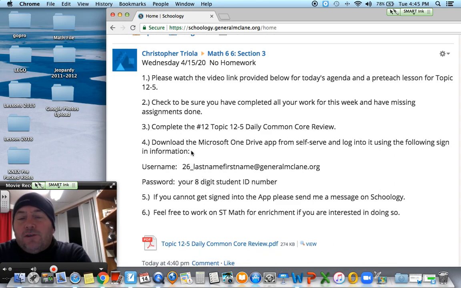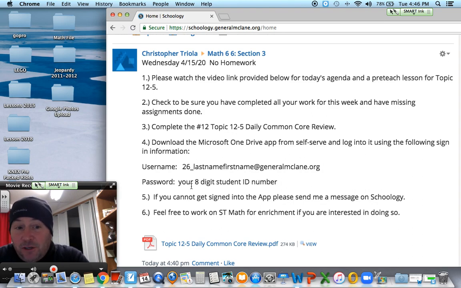And then number 4 gets a little bit tricky. Once you're done with the Daily Common Core, I'd like you to download the Microsoft OneDrive app from self-service if you've not done this already, and log into it using the following sign-in information. You're going to sign in using 26 underscore last name, first name in lowercase at generalmcclain.org. Then it will ask you for a password, and your password is your 8-digit student ID number. Then you can get into Microsoft OneDrive.